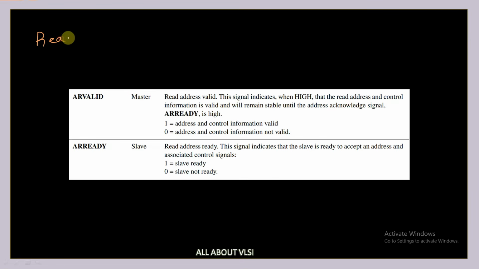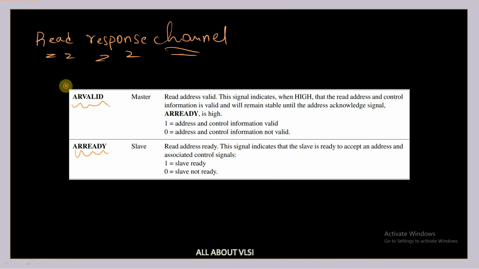The next set of signals which we are going to have is the read response channel. In this read response channel, we will have two types of signals, which are AR valid and AR ready. The functionalities of these signals are the same as in your write response channel. Those we have discussed in the write response channel, and in the same way, AR valid and AR ready are going to work. That's it, there is no difference. The major difference is that these signals are present in the read response channel and those signals are present in the write response channel.